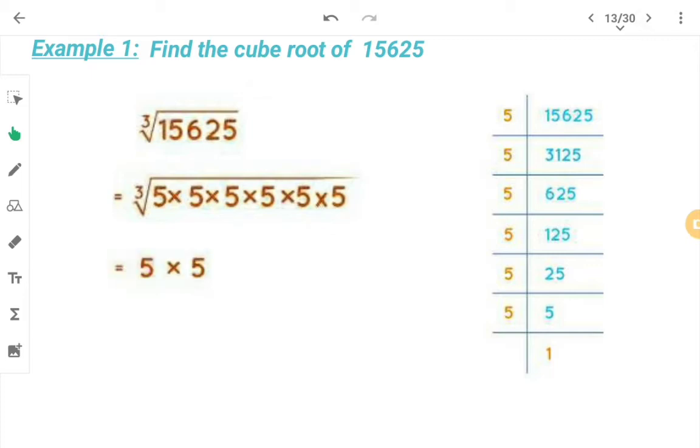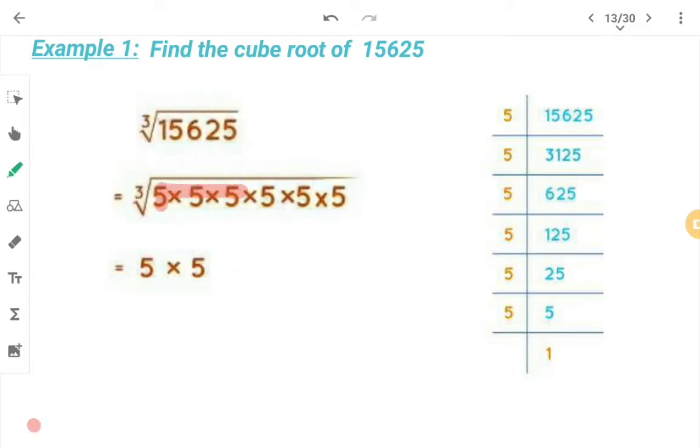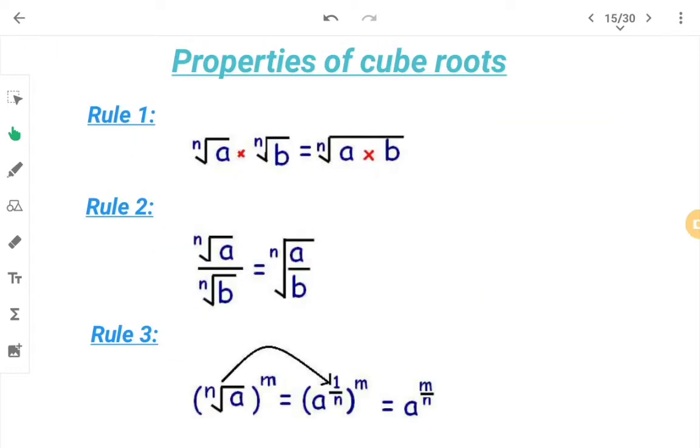After making groups, we are going to pick a number. These 3 numbers together and these 3 numbers together. From this group I have taken one 5, and from this group I have taken one more 5. Then 5 into 5 is 25. Therefore, the cube root of 15,625 is 25.